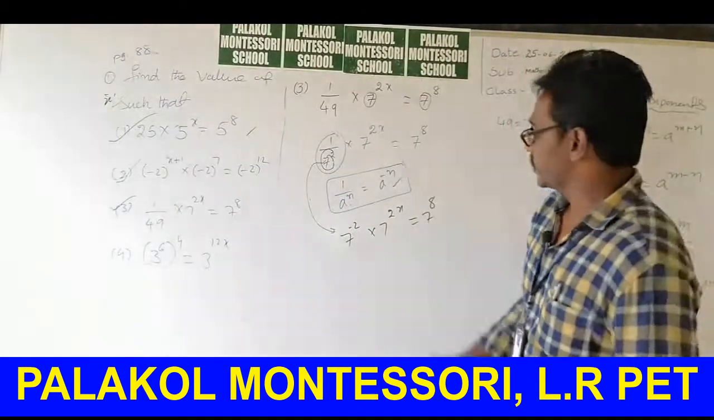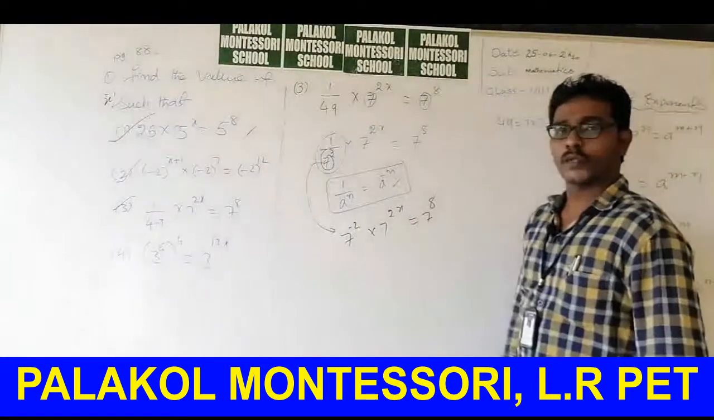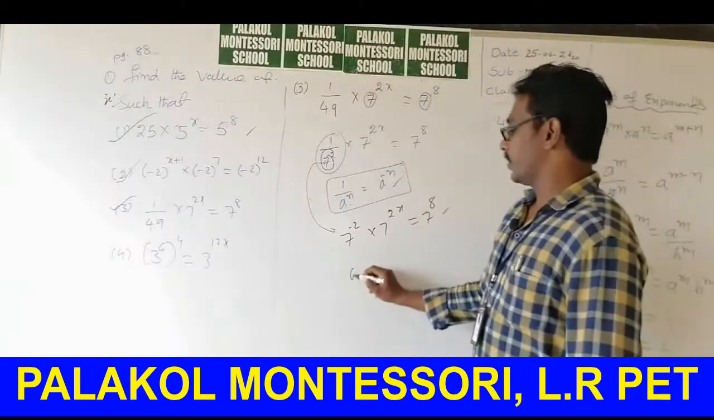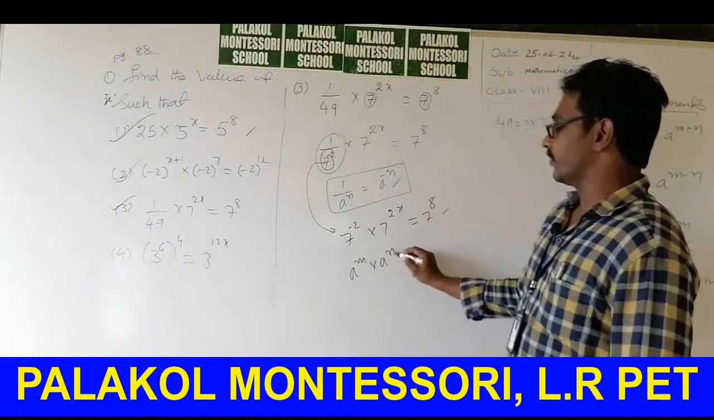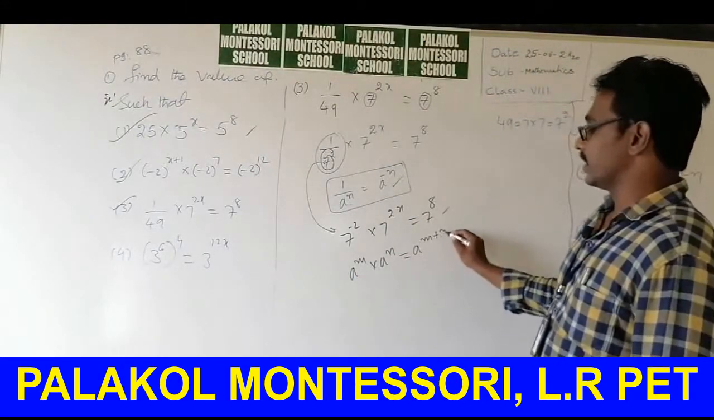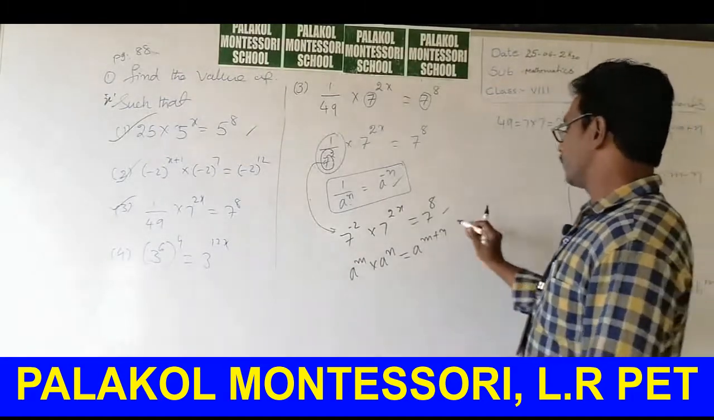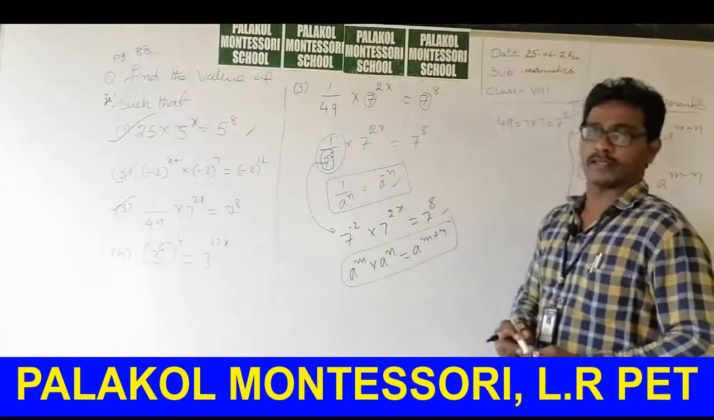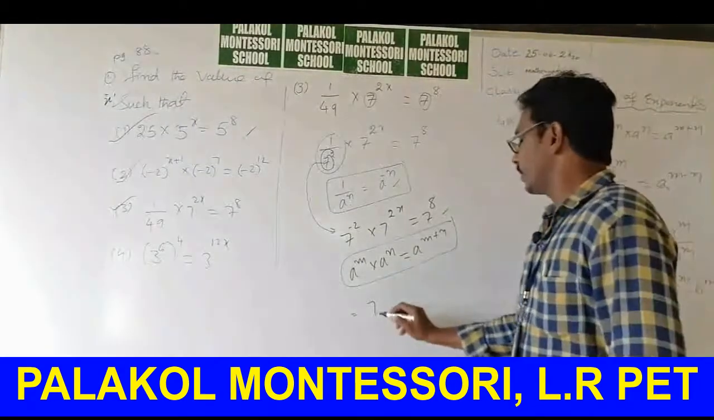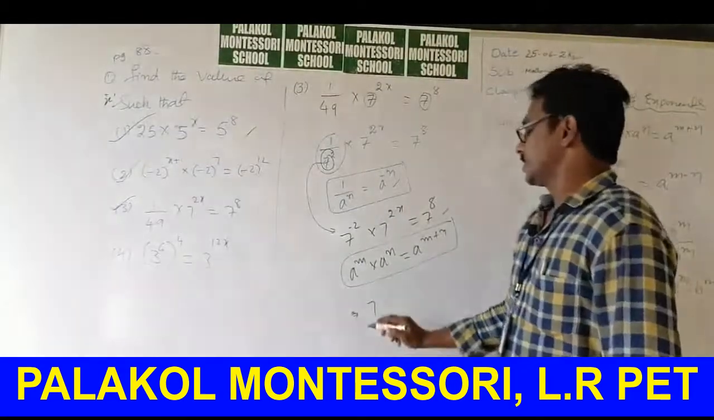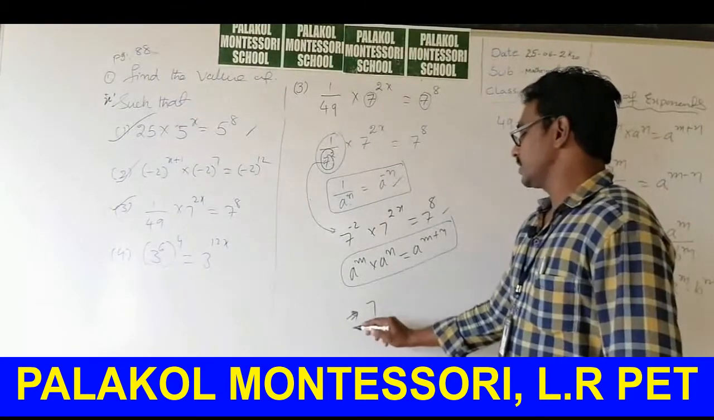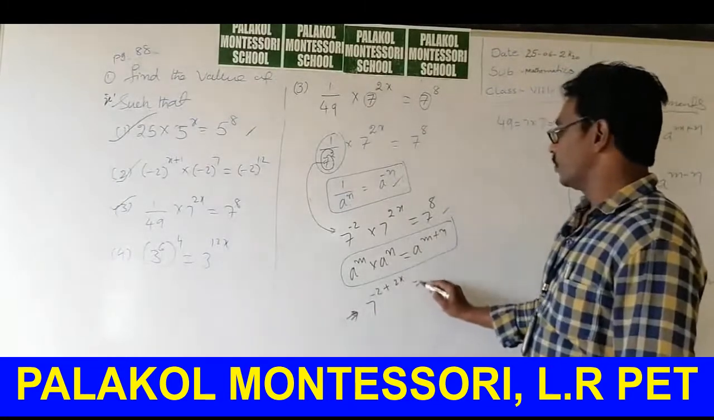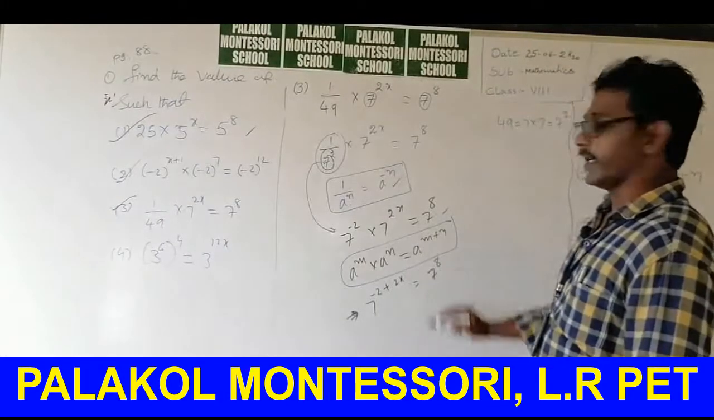7 power of minus 2 into 7 to the power of 2x is equal to 7 to the power of 8. Yes, first formula you apply: a power of m into a power of n is equal to a power of m plus n. First formula is very important. This formula is included in each and every sum. So 7 power of minus 2 plus 2x is equal to 7 to the power of 8.